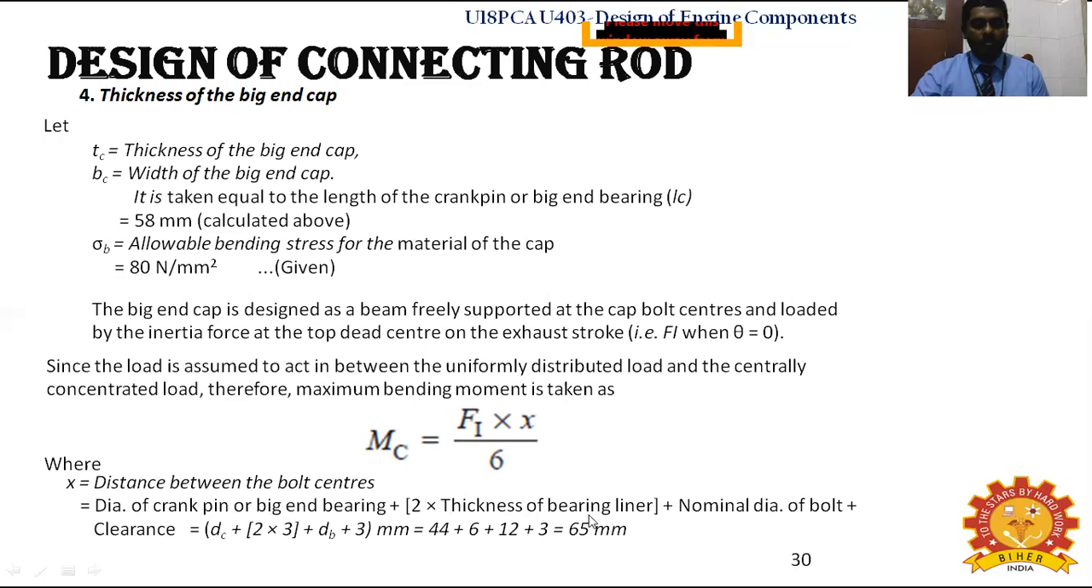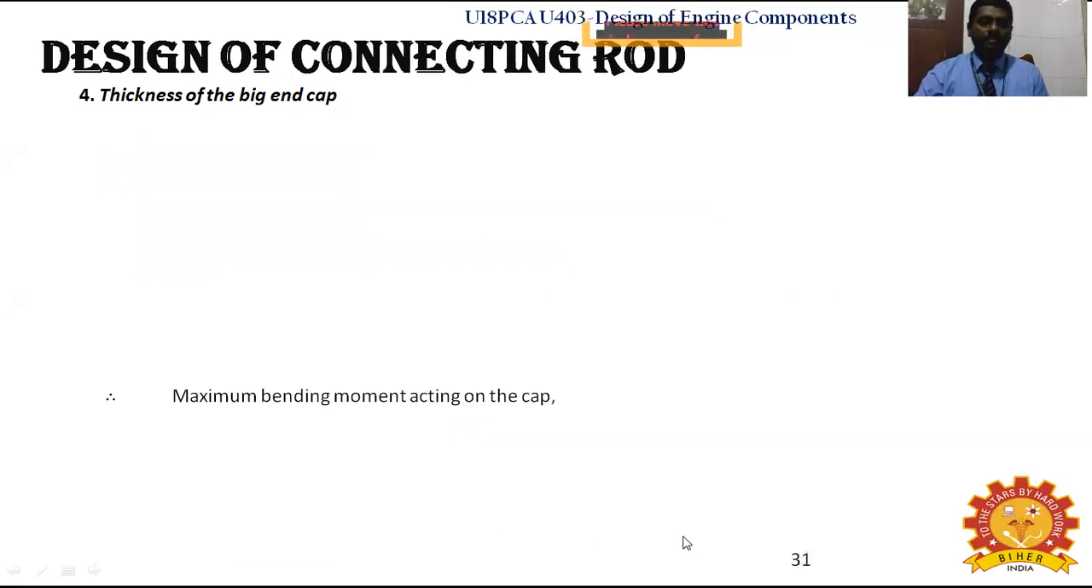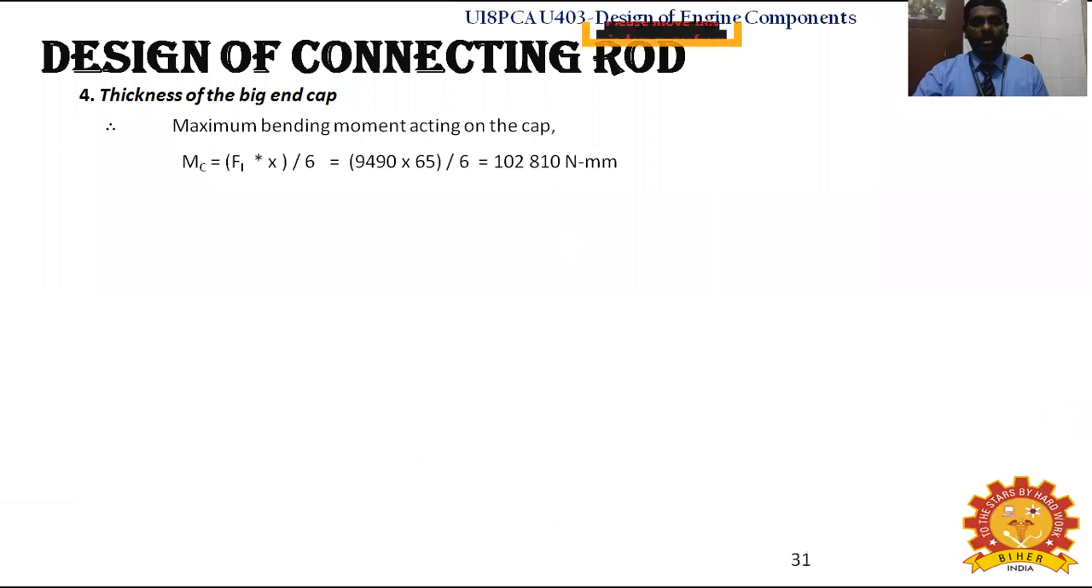This is what you have seen in the previous design procedure also, where x is the distance between the bolt centers. For that you are having a correlation, and in the correlation the DC value we had already identified as 44 mm, and the thickness of bearing liner will be taken as 3 mm, and also the clearance will be taken as 3 mm. That only you are substituting, and the nominal diameter of bolt we also identified as 20 mm. So by substituting these values, we are identifying the x value as 65 mm. Now this 65 mm you are going to substitute here, so that you can identify the maximum bending moment.